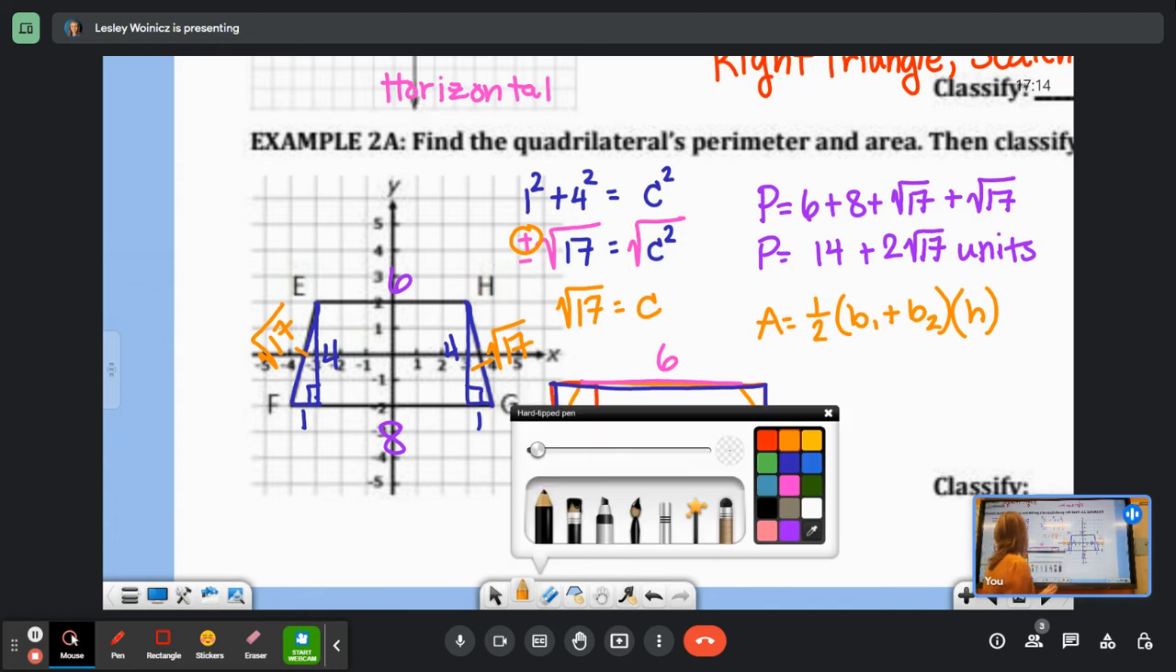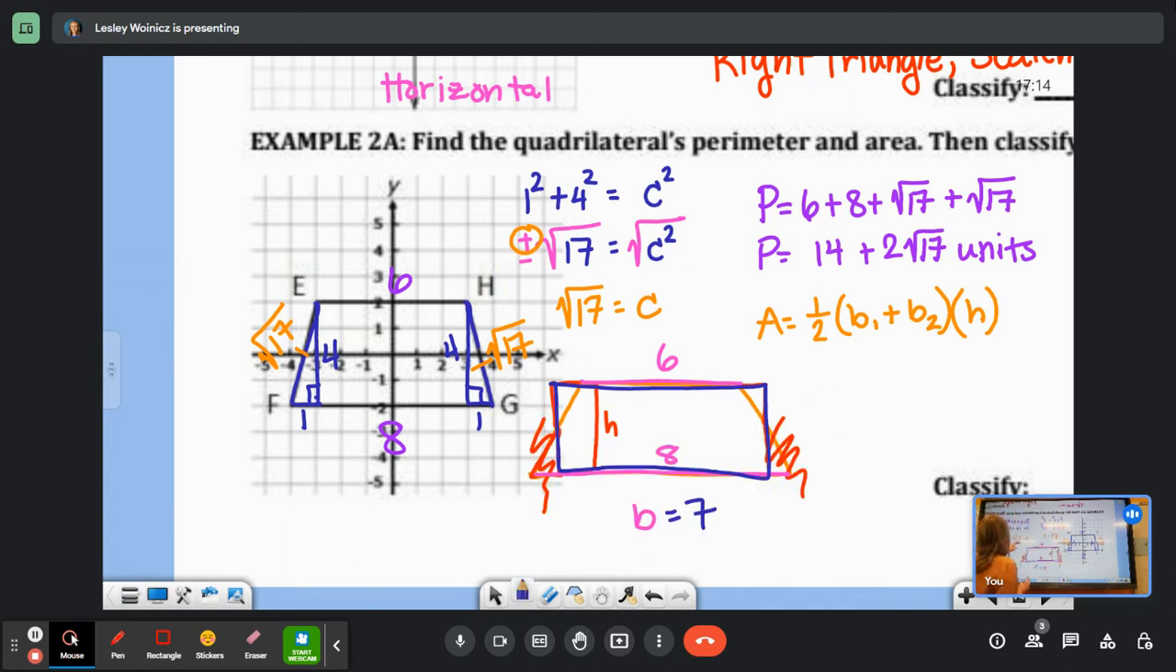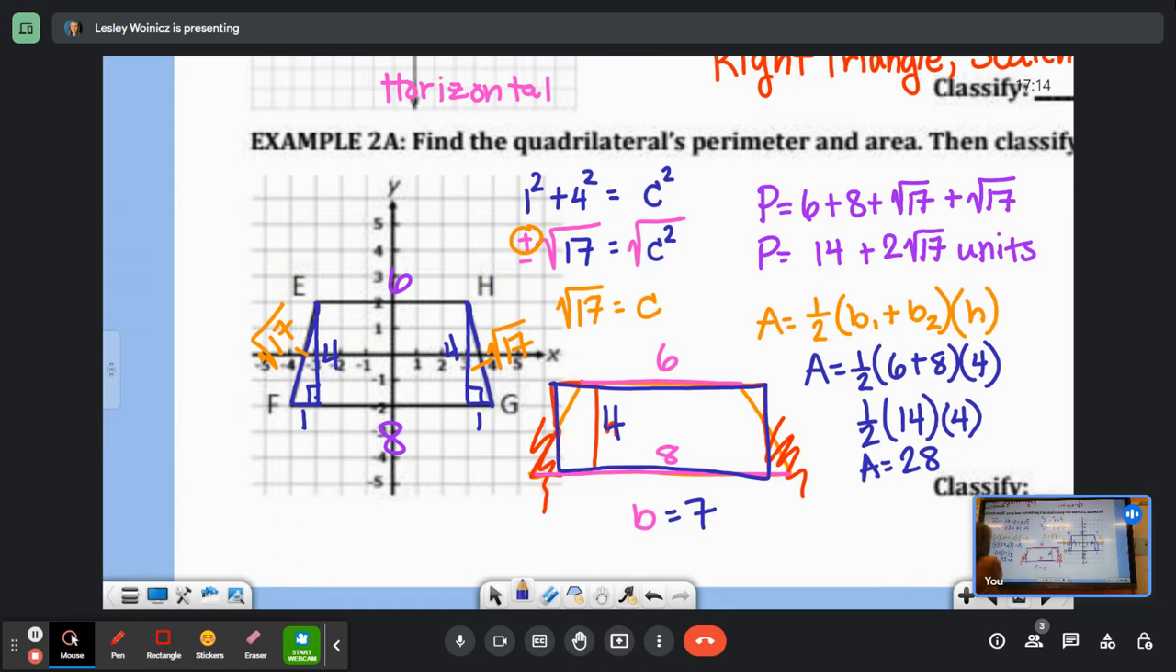All right, let's plug our stuff in. My area is 1/2 times my 6 plus my 8 times my height. My height is 4. 6 plus 8 is 14. 1/2 of 14 is 7. 7 times 4 is 28. So my area is 28 square units.